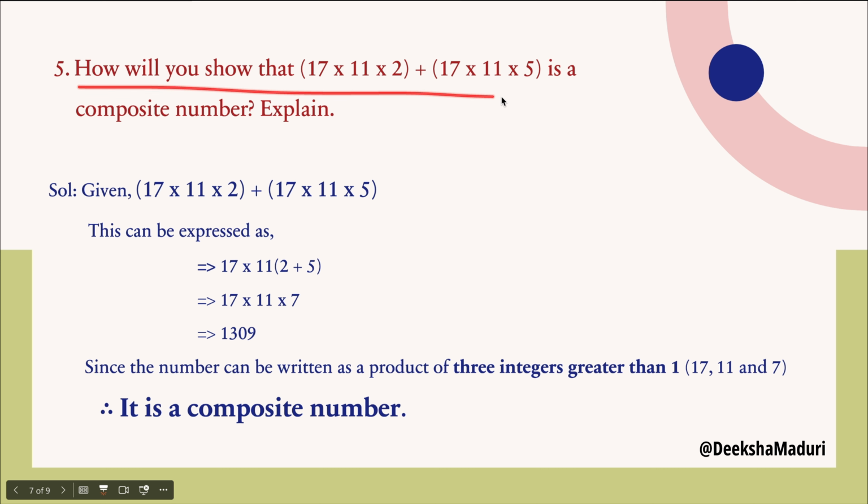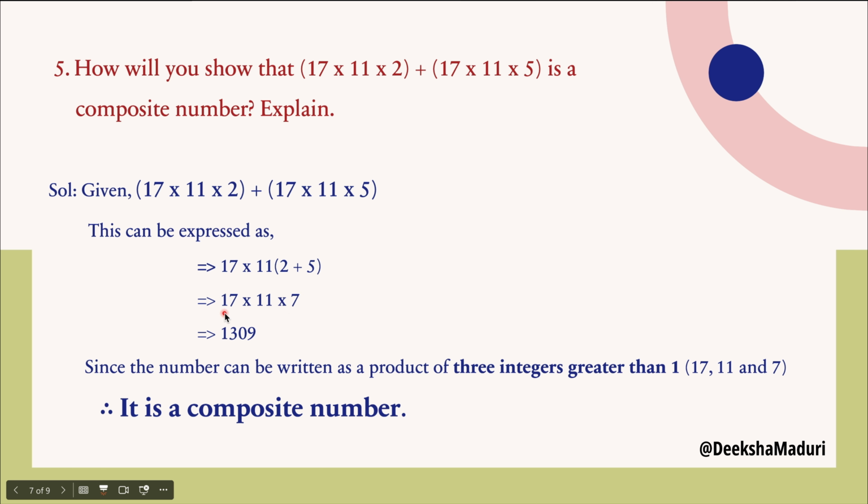Now how will you show that 7 into 11 into 2 plus 7 into 11 into 5 is a composite number? To explain this, let's take the given equation. This can be expressed as, so here we can observe that 7 and 11 both are common in these two separate parts. If we take it common, we will end up having 2 and 5. So if we write 2 and 5 and add them, we will get 7. Here we are expressing this equation as a product of three integers.